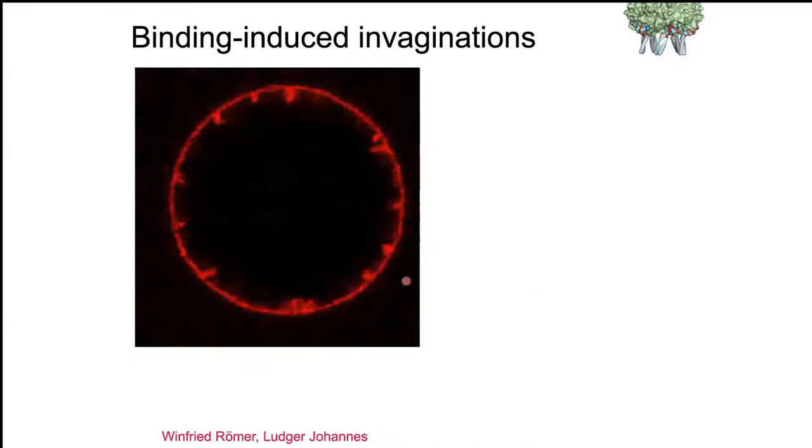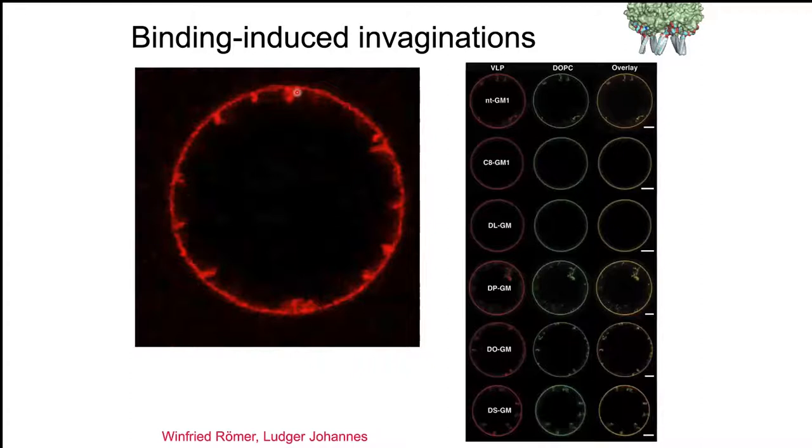We then wanted to investigate how this happens, and to that extent, we used giant unilamellar vesicles. So these are large globular structures made of a single membrane bilayer, to which we add a fluorescent dye, which you can see here in green, and labeled fluorescent virus. And this you can see here.